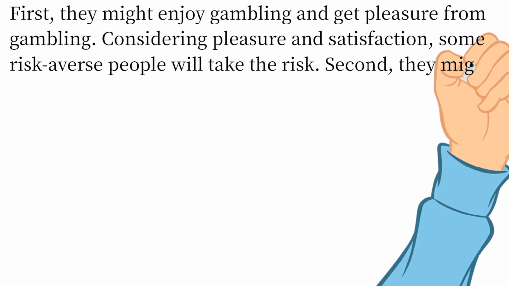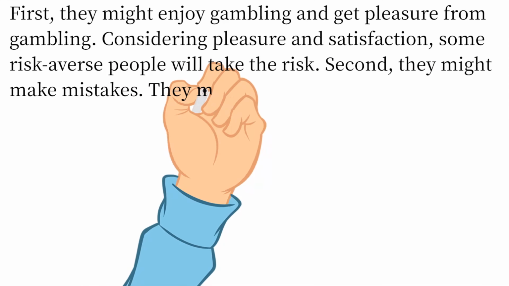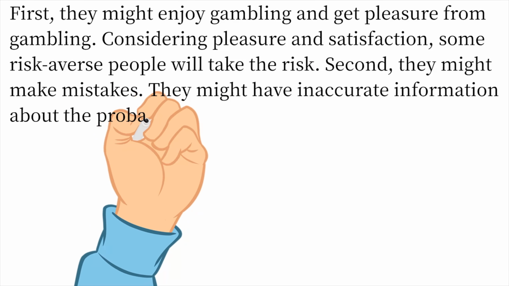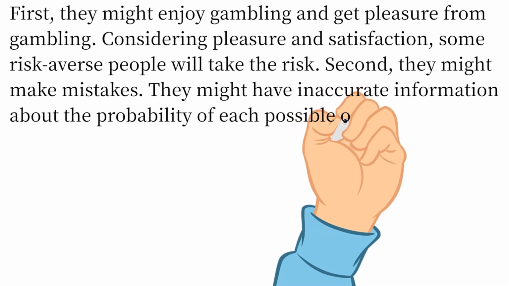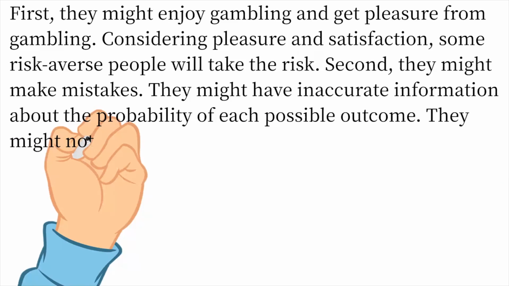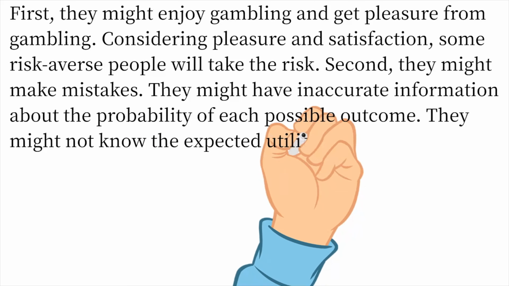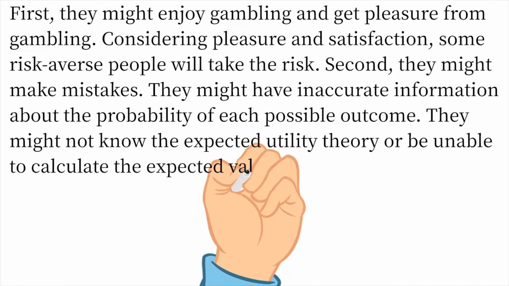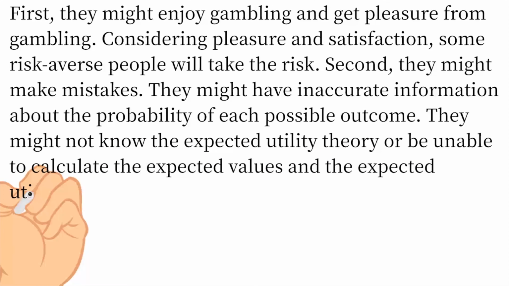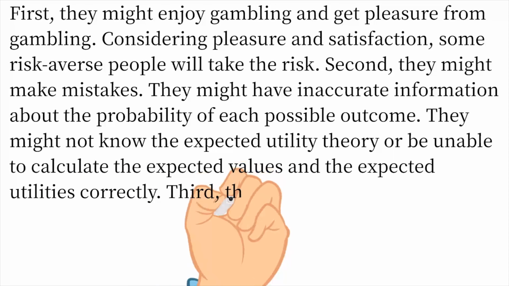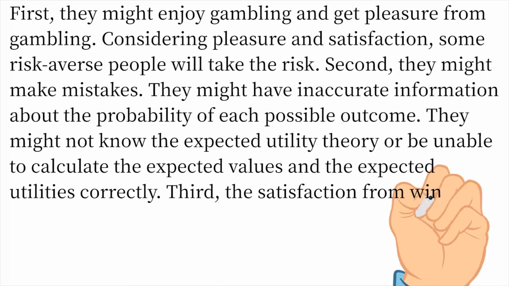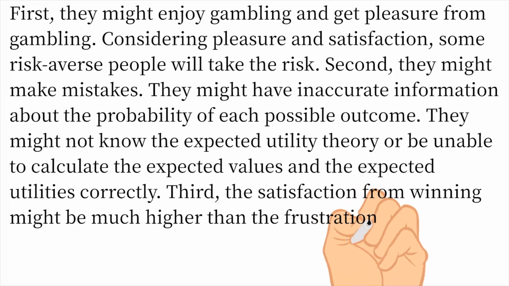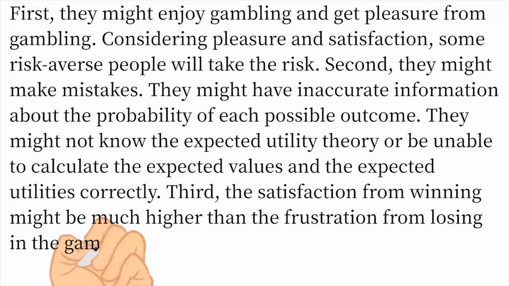Second, they might make mistakes. They might have inaccurate information about the probability of each possible outcome. They might not know the expected utility theory or be unable to calculate the expected values and the expected utilities correctly. Third, the satisfaction from winning might be much higher than the frustration from losing in the gamble, which alters the expected utility calculation.